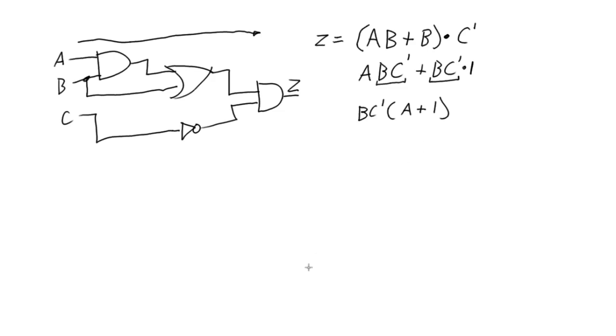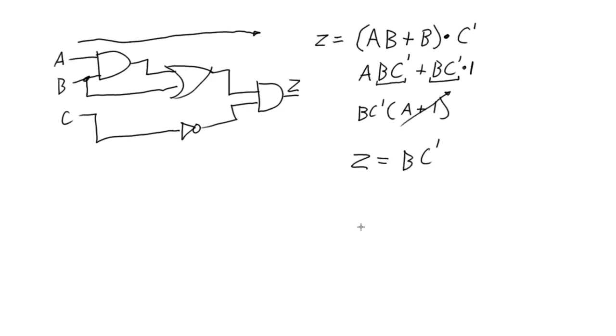And now we know from theorem 2 that A ORed with 1 is always going to be a 1. So this just reduces to a 1, and we'll just cut it out. And that means Z simplifies to B C naught. So when I say B C naught, what I really mean is B and C naught, but normally we just read these terms as B C naught.